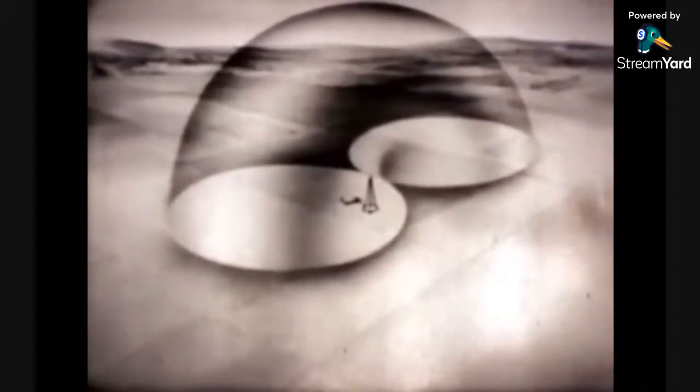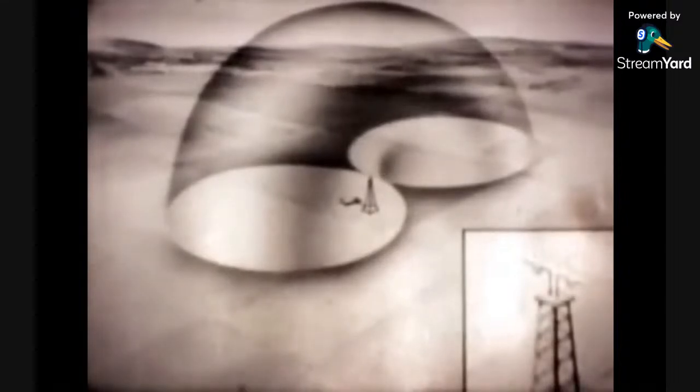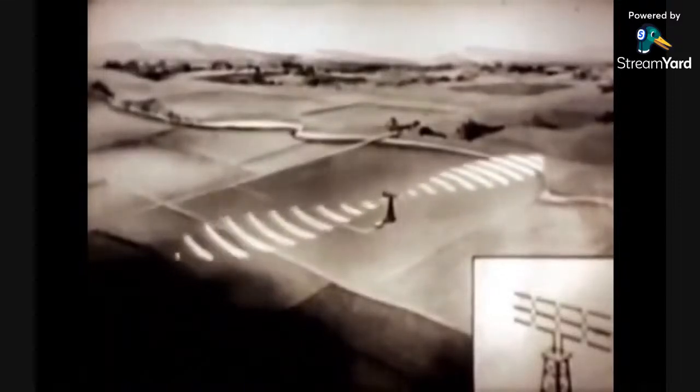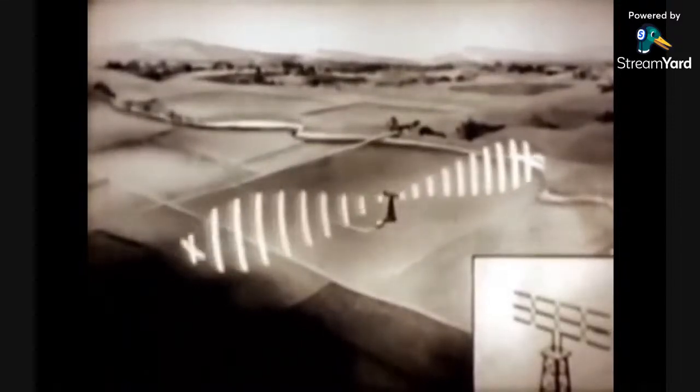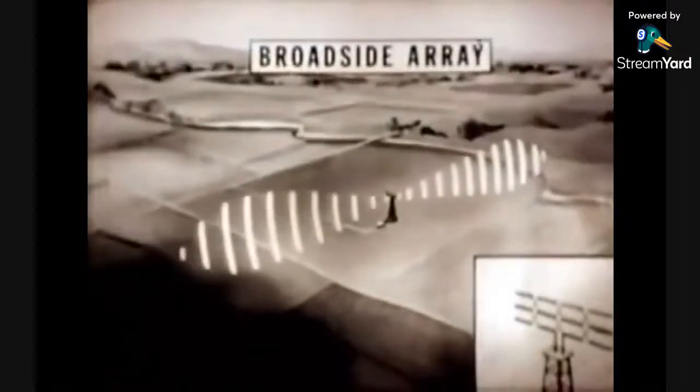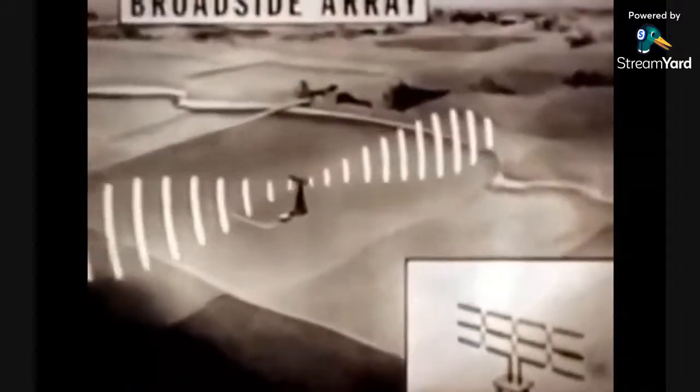The broad pattern is produced by a small number of elements. The collinear array can be made even more directional by adding more elements. These added elements sharpen the wave pattern. The result can be compared to whittling down the width of a paddle. When, in addition to horizontal control, vertical directivity is necessary, another antenna, the broadside array, can be used.